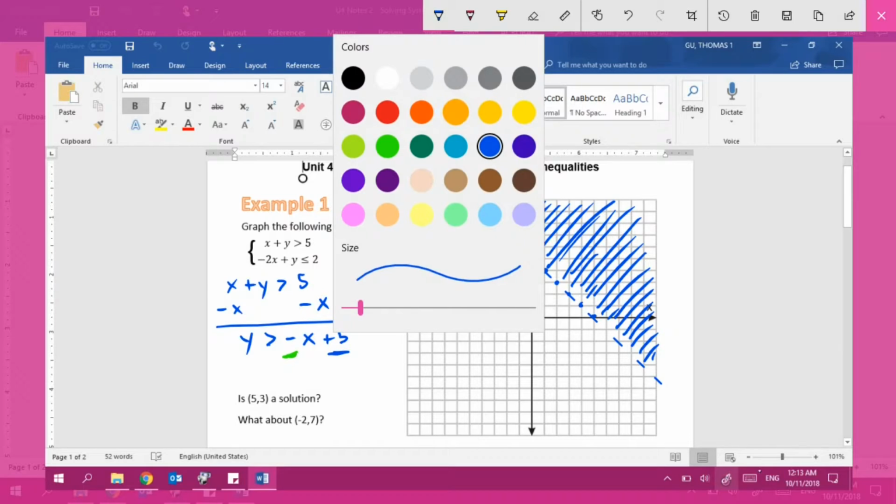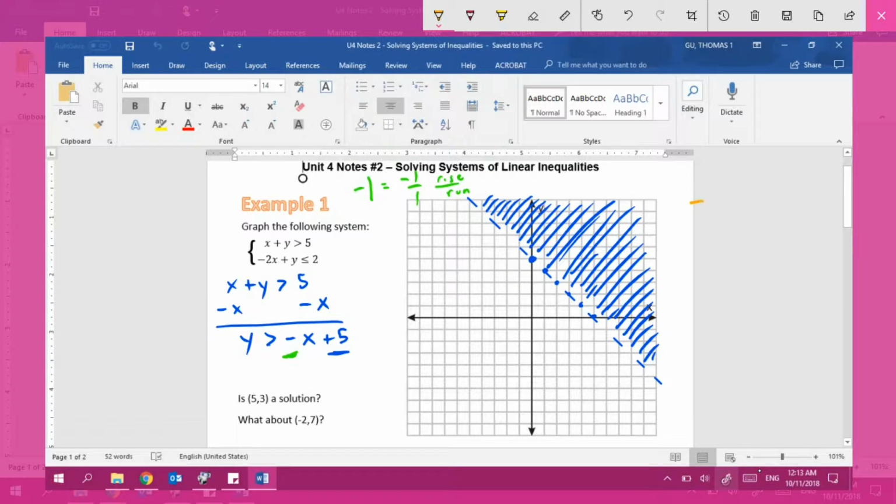Now I'm going to use a different color. We've got negative 2x plus y is less than or equal to 2. So once again, let's get the y by itself. We're going to add 2x to both sides. That's going to leave me with y is less than or equal to 2x plus 2. And now we need to graph this. The y-intercept here is at positive 2, so we're going to start right here at positive 2 on the y-axis. And the slope here is 2, which is 2 over 1. So we're going to rise 2, go to the right 1, and repeat.